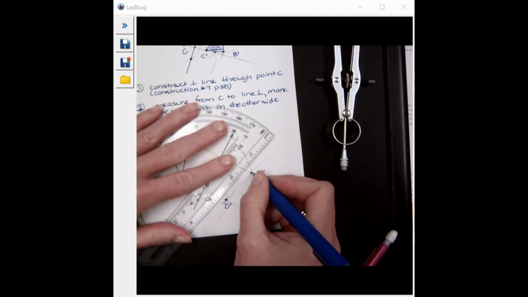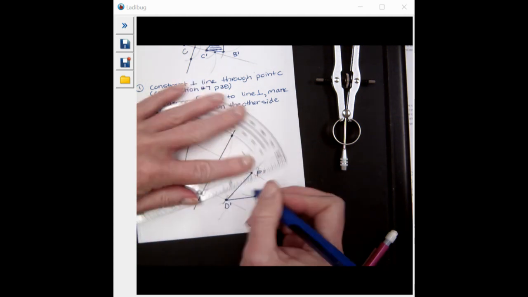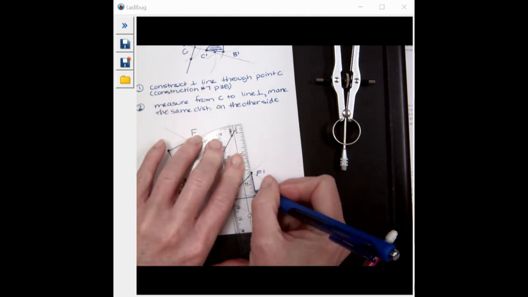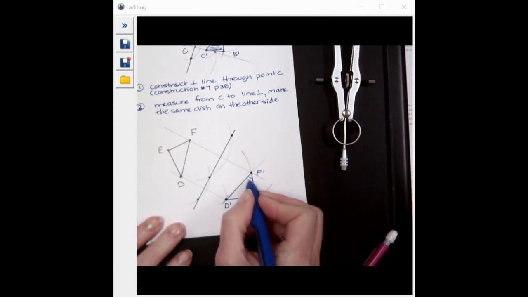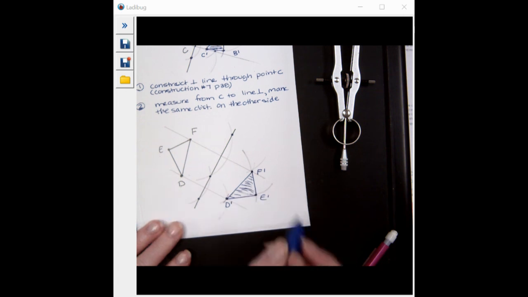So now I'm going to connect my F prime to D prime, my D prime to E prime, and my F prime to E prime. And this is my reflection of DEF over the given line.